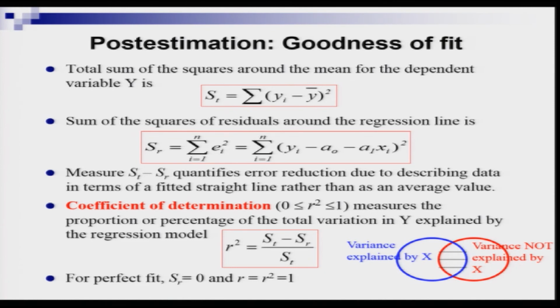Next we talk about the sum of squares of residuals around the regression line, and that you have already seen, because that is the expression that we minimize to get our OLS estimates for the unknown population slope parameter and intercept parameter. Now you measure the difference between ST and SR that are shown in these two boxes, and from this difference we can get the coefficient of determination. That is defined as ST minus SR, and this difference has to be divided by ST. This is expressed with a notation called R square.